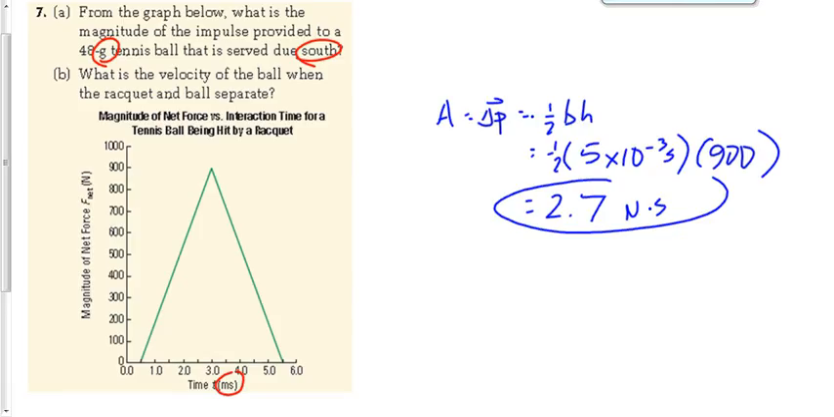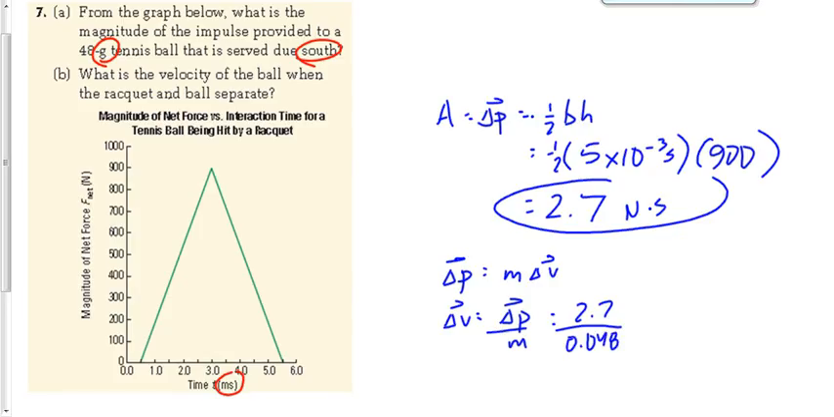All right, now we want to find the velocity of the ball when the racket and ball separate. So we're going to say delta P is equal to M times delta V. I think it starts at rest. It doesn't actually say, I think we have to assume that. So 2.7 over 0.048, or 48 times 10 to the minus 3, gives me my answer.